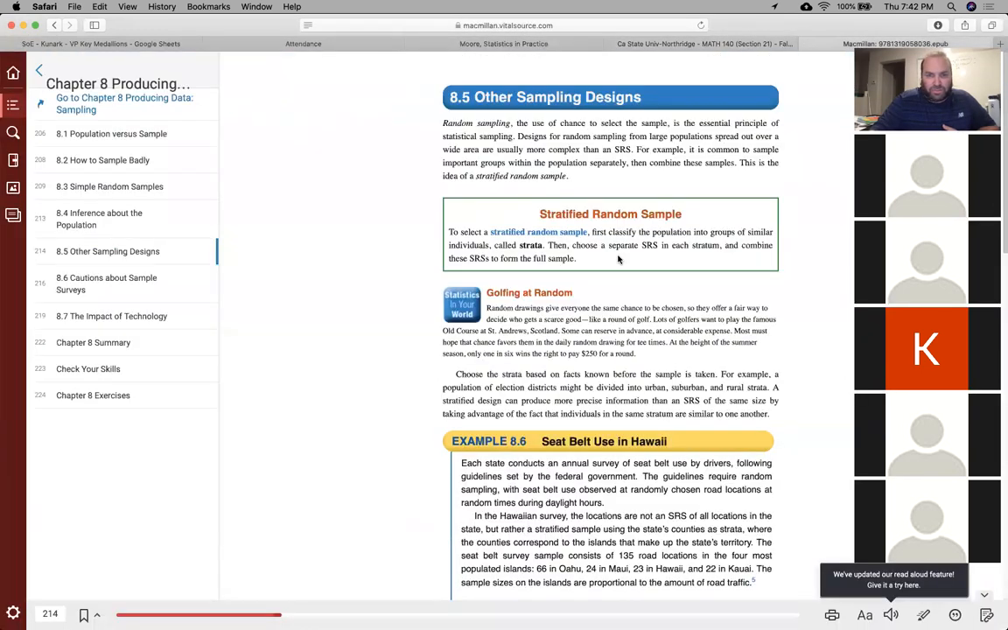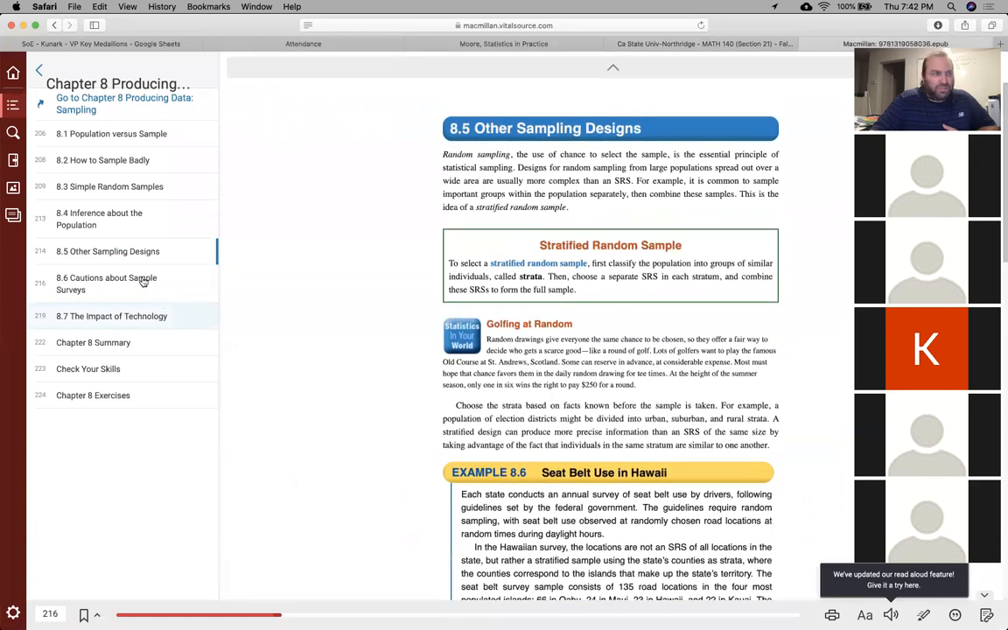It's the page. So we're on section 8.5 now. And section 8.5 is on other types of sampling designs.